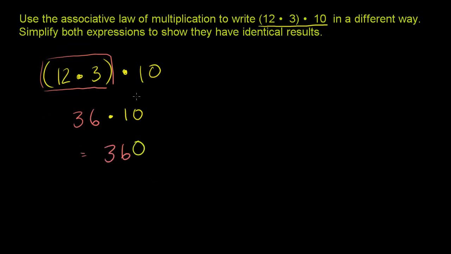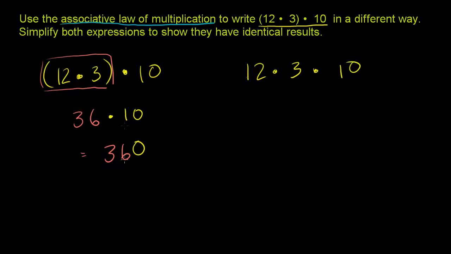Now, the associative law of multiplication, once again, sounds like a very fancy thing. All that means is that it doesn't matter how we associate the multiplication, or it doesn't matter how we put the parentheses, we're going to get the same answer. So let me write it down again. If we were to do 12 times 3 times 10, if we just wrote it like this without parentheses, if we just went left to right, that would essentially be exactly what we just did here on the left.